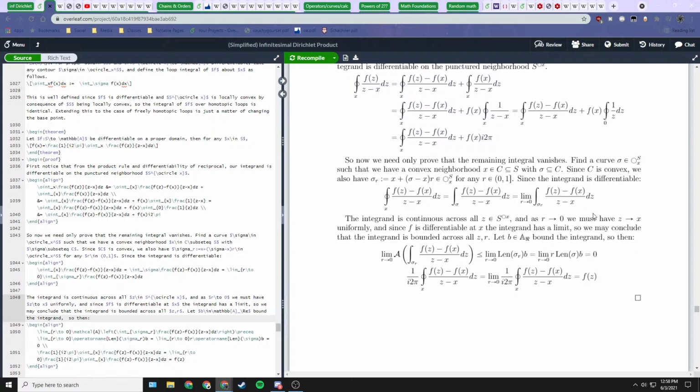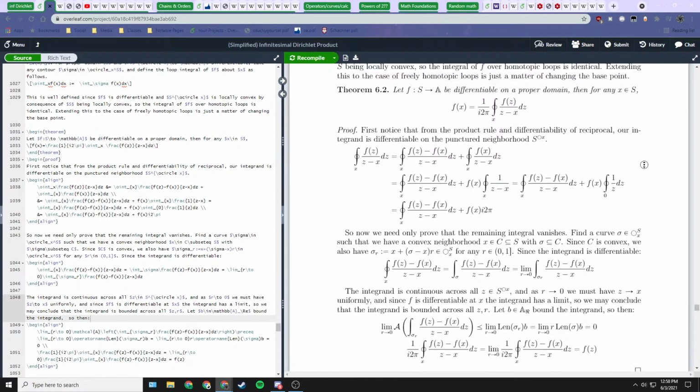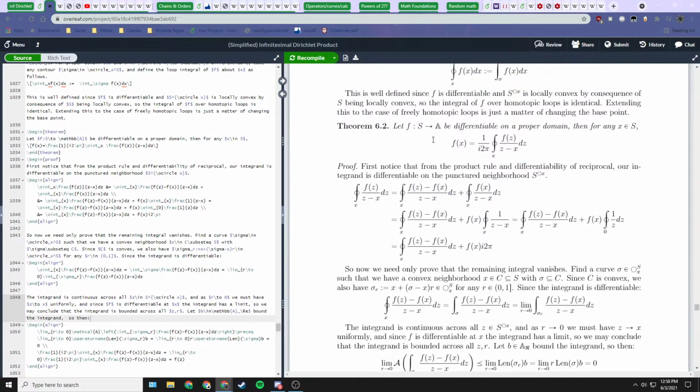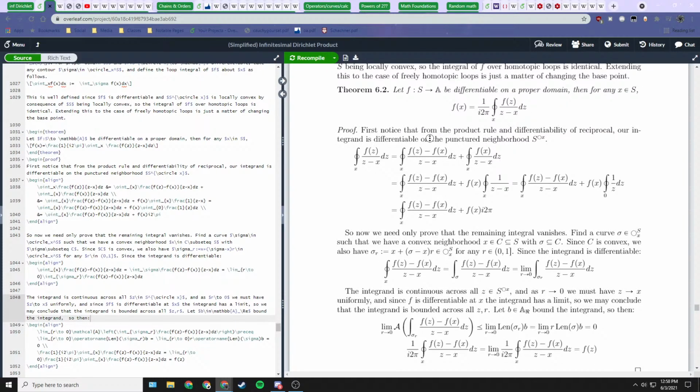Nice. So essentially the reason that this works, this integral of f of z over z minus x, is that if we pull out this f of x portion, then this fraction just becomes the derivative. It's limiting to the derivative. And this fraction has a known value.